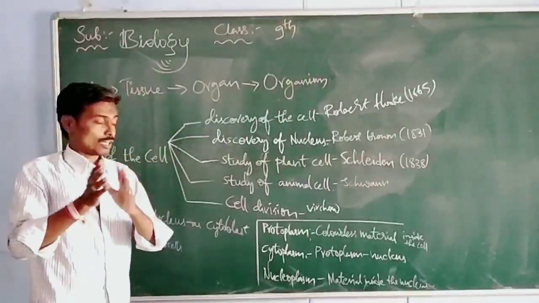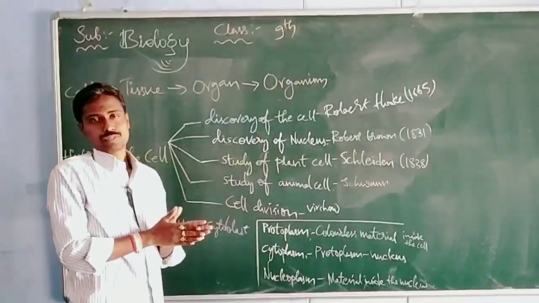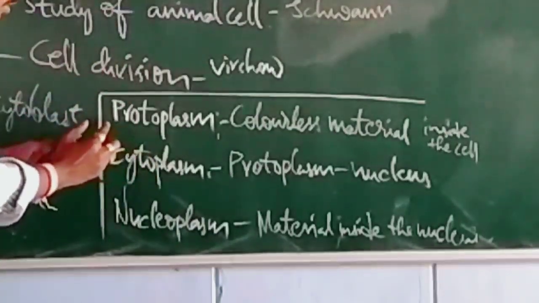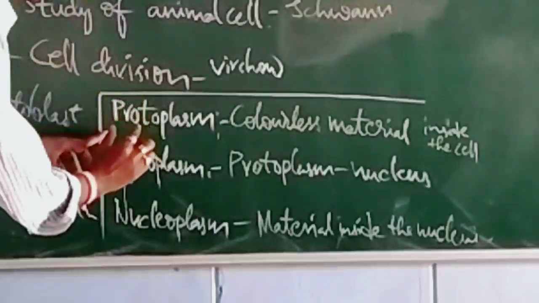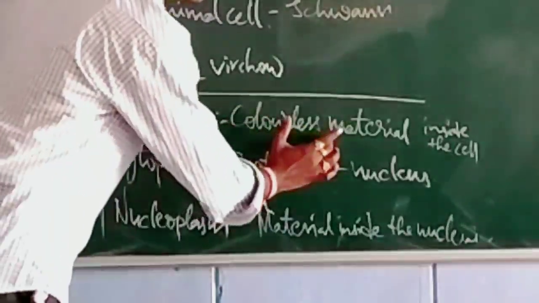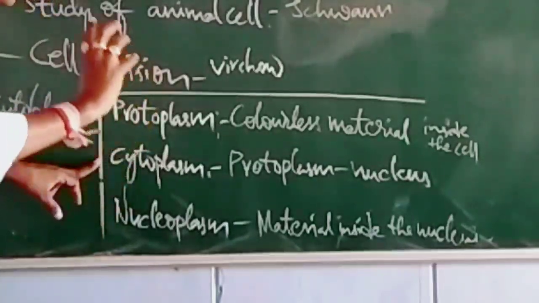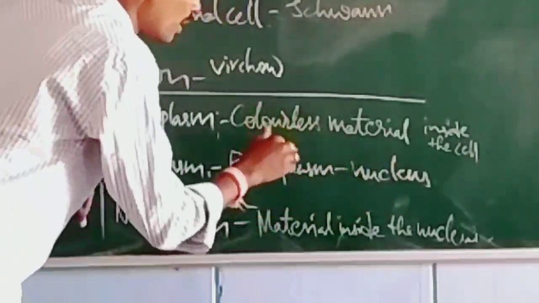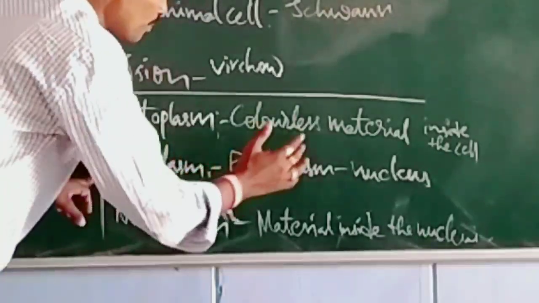Let us see a few differences between protoplasm, cytoplasm and nucleoplasm. Let us try to get clarity regarding these words. First of all, let's know about protoplasm. What is meant by protoplasm? It's a colorless material present inside the cell, a jelly-like fluid. Now cytoplasm. Actually, it's a part of protoplasm, but the nucleus is not included in that. What is meant by cytoplasm? It is the protoplasm apart from the nucleus.